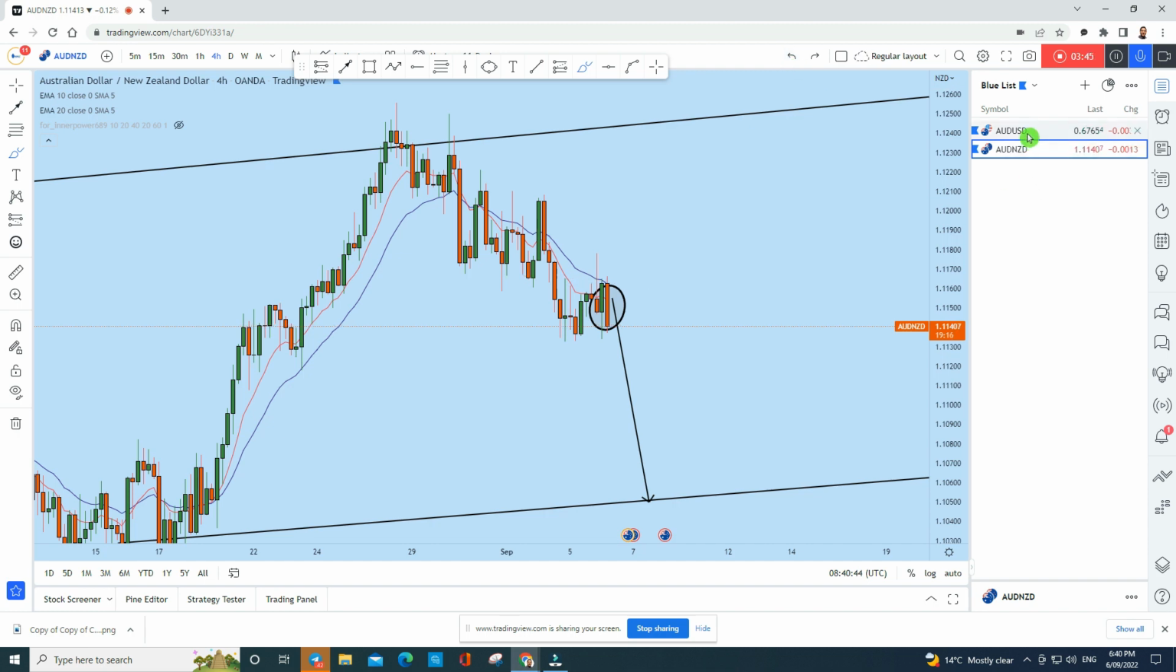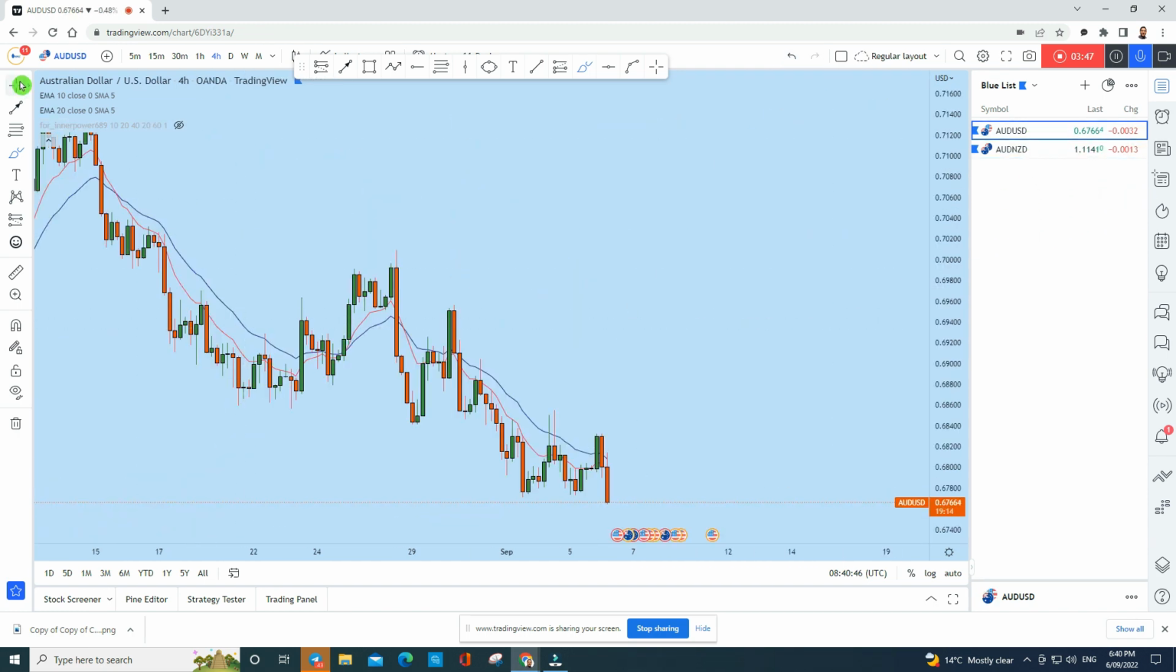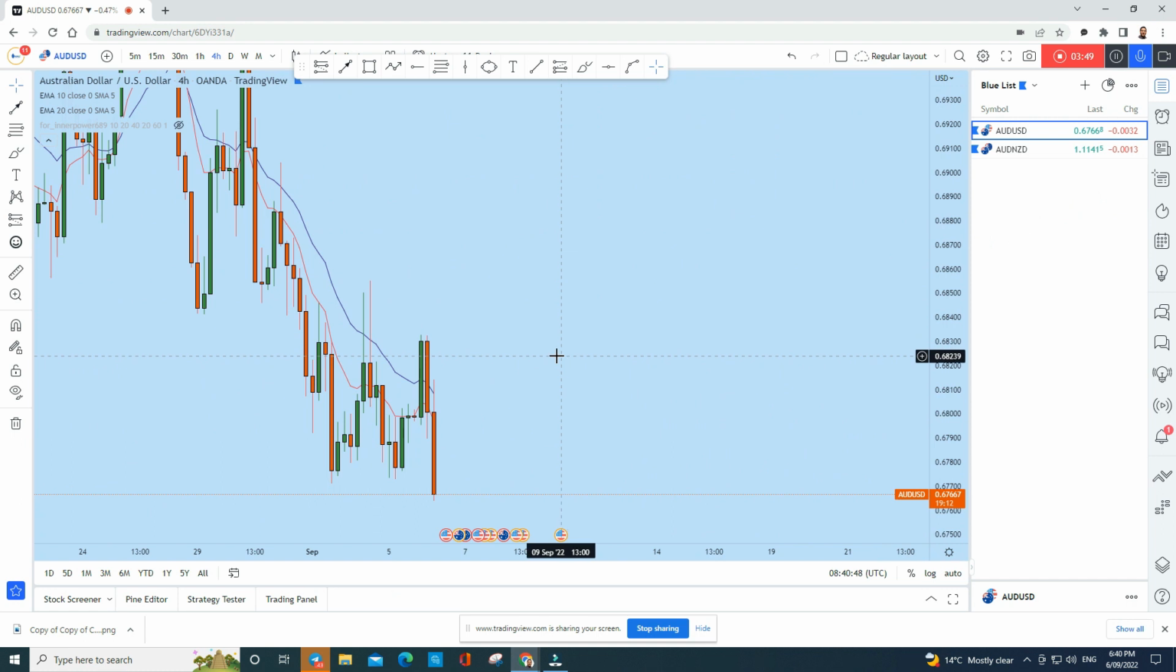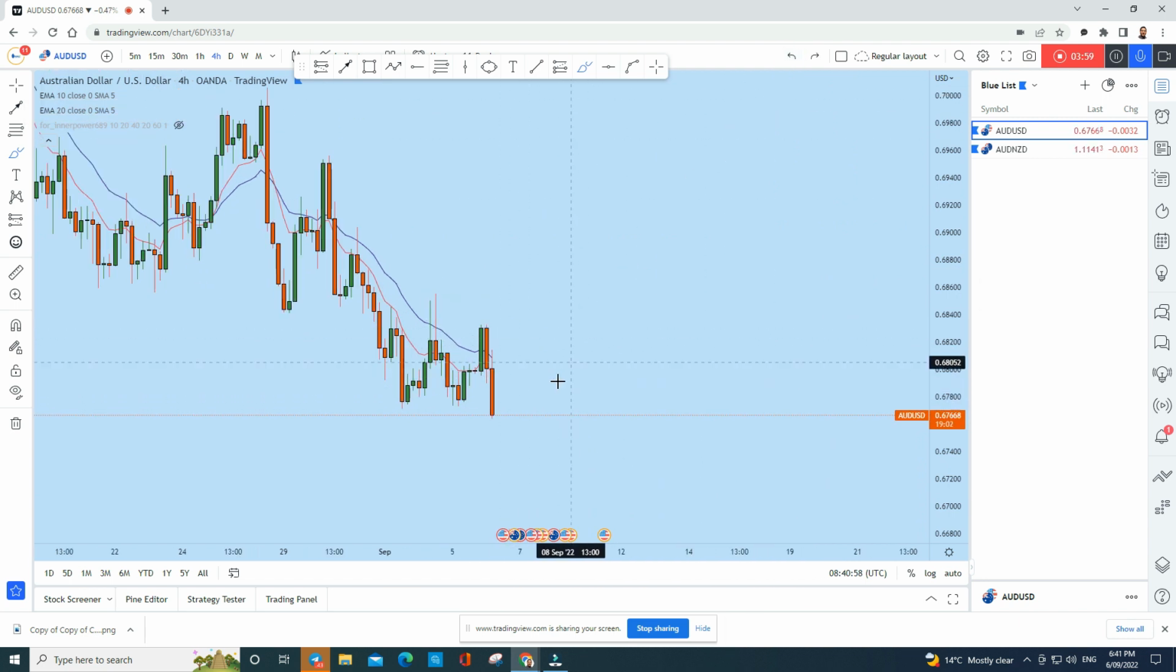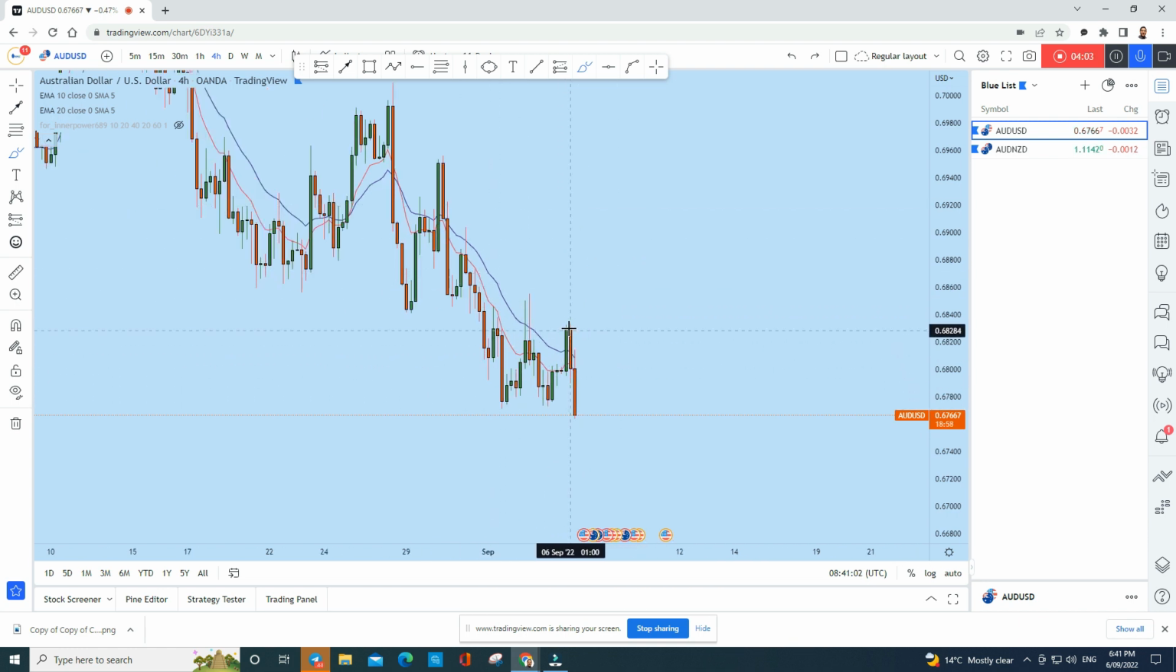Now let's look at the Aussie dollar. On the Aussie dollar, we see that there is a liquidity grab with this green candle to the upside during the news release, and after that, the Aussie dollar has broken down below this 20 EMA on the 4 hour time frame, and we see now it is dropping. Now this is the 4 hour time frame.